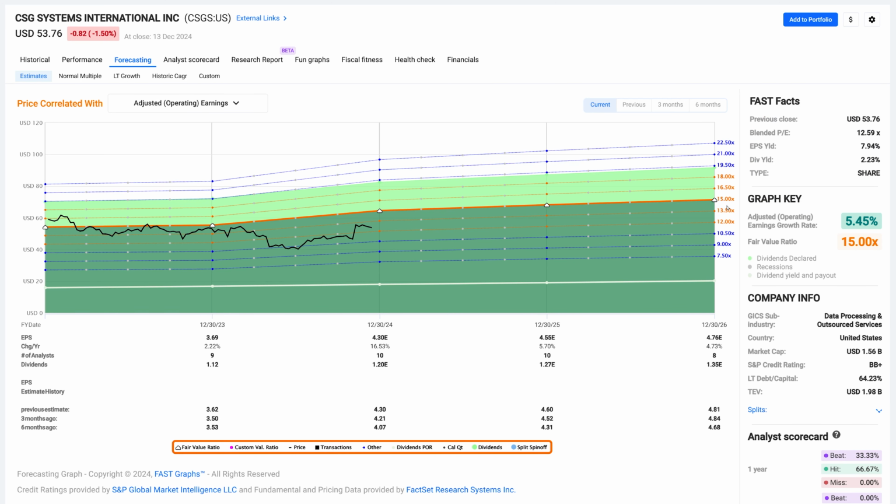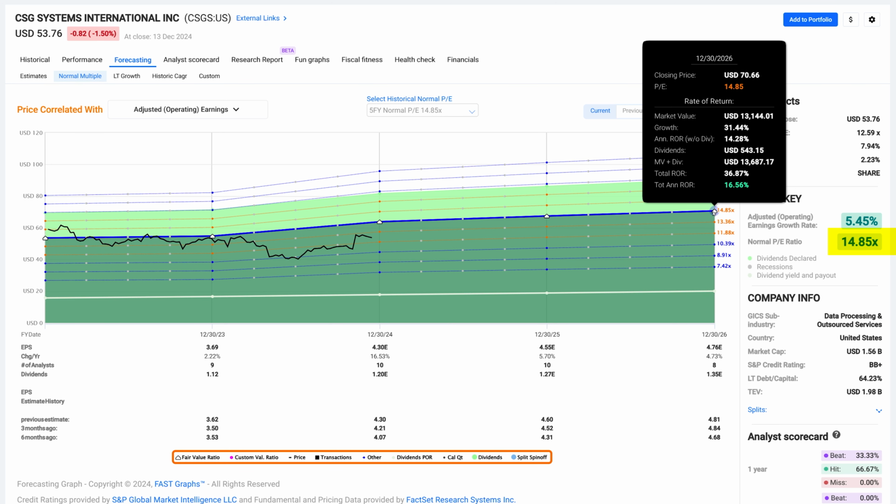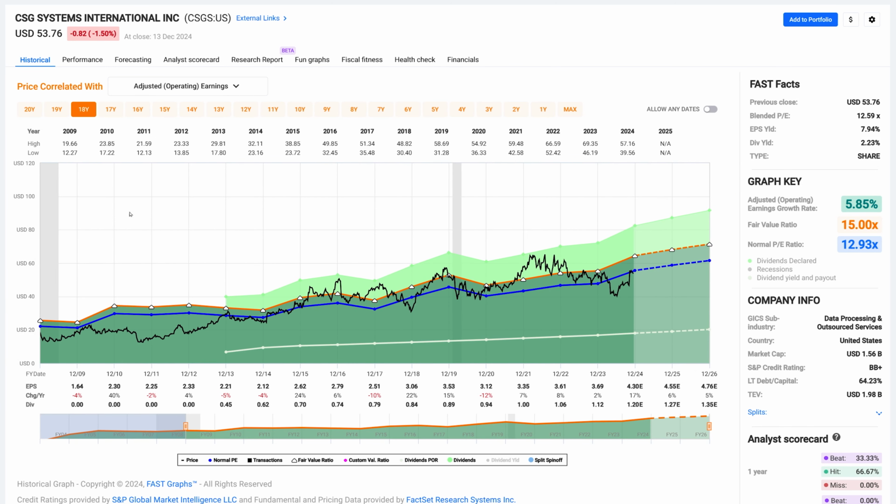So a 15 multiple would still give me an attractive rate of return because it looks so undervalued at a 12 PE. But it is only double B plus, it's not investment grade, and it does have quite a bit of debt. The normal multiple on this stock has been about 15, 14.85. So the market has treated it pretty well. It's a data processing and outsourcing services company. And I can just, again, view how the stock price has traded within those valuation references.